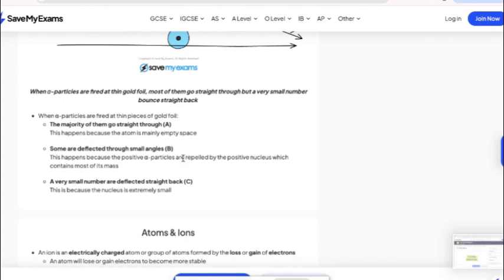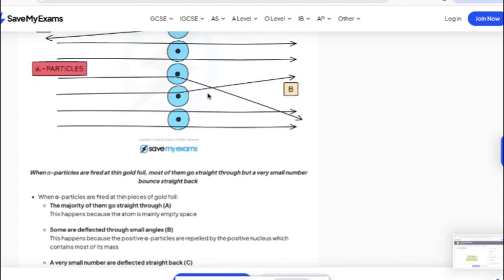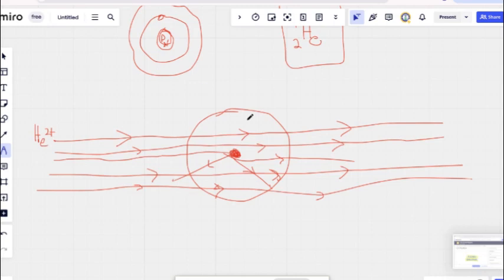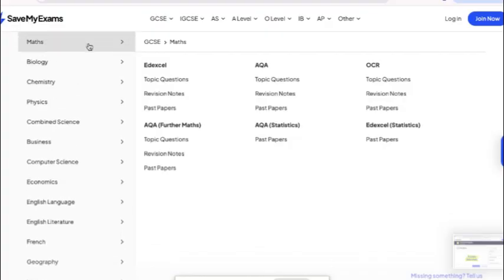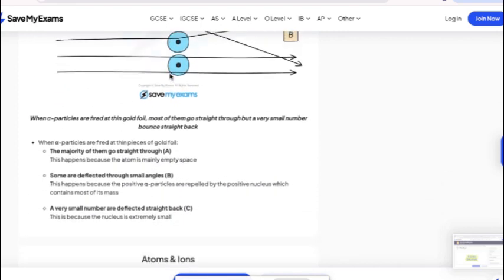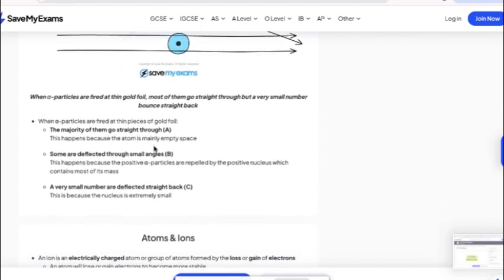They said this happens because the atom is mainly empty space. Majority of the atom is empty space. So they concluded that all of this is empty space except the center, the nucleus. That's why all this happens. That's why when you fire the alpha particles through a gold foil, the majority of them go through the structure of the atom.